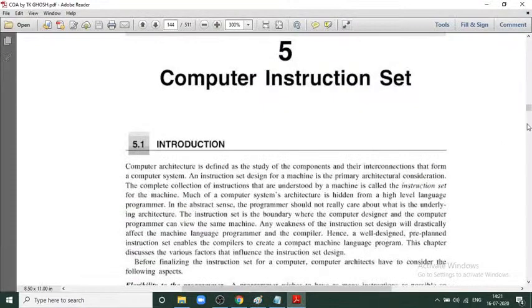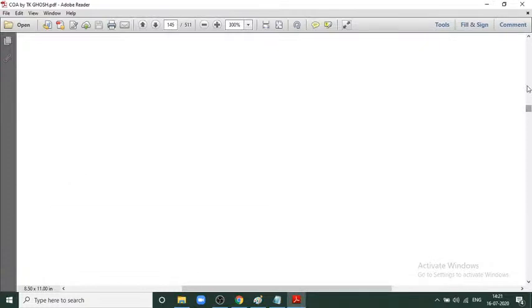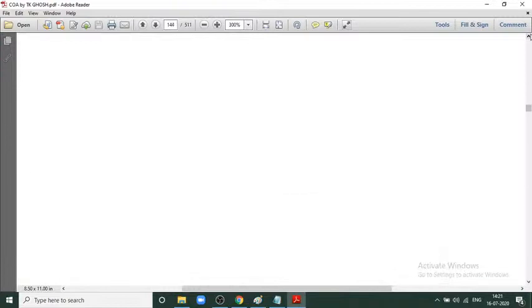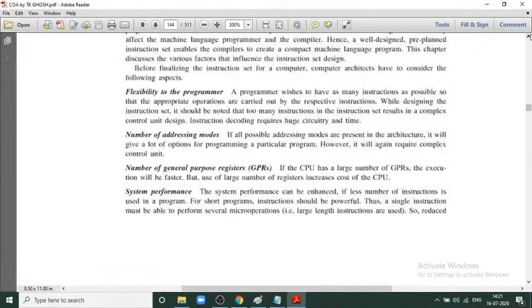Now we need to understand what are the benefits of the computer instruction set. Many computer instructions give flexibility to the programmer to write more complex programs, the program that they want to write. Computer instructions support a number of addressing modes through which we can write many programs.